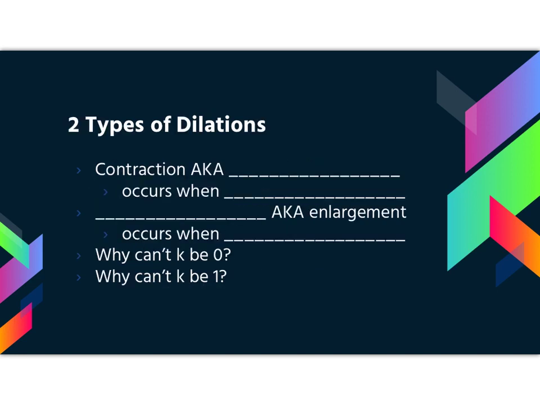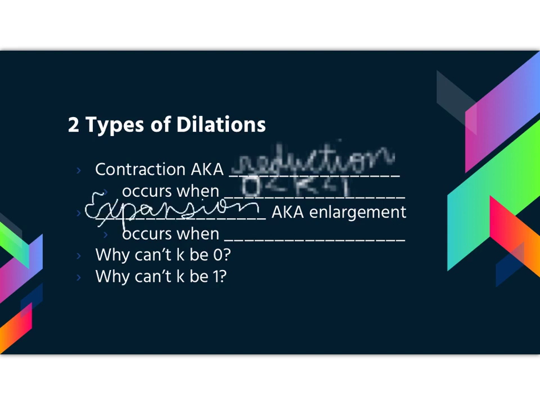There are two main types of dilations. The first is called a contraction, which is also known as a reduction. A reduction occurs when the scale factor is between 0 and 1. Notice that the scale factor is between 0 and 1, and it is not allowed to be 0, and it's not allowed to be 1. The other type of dilation is called an expansion, which is also known as an enlargement. Expansions occur when the scale factor is greater than 1.